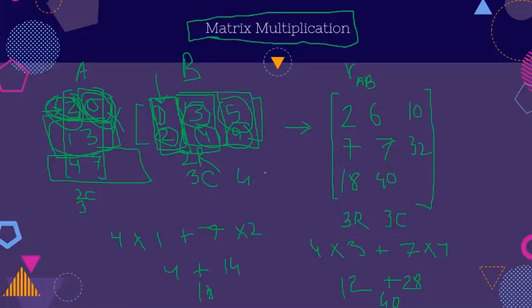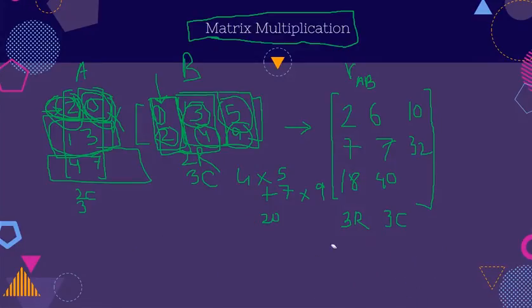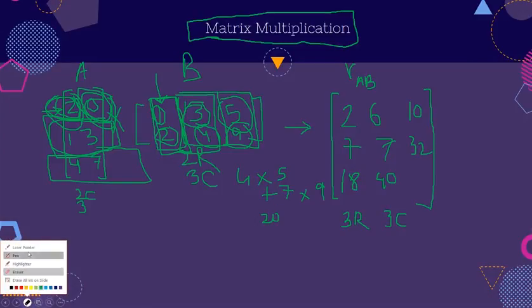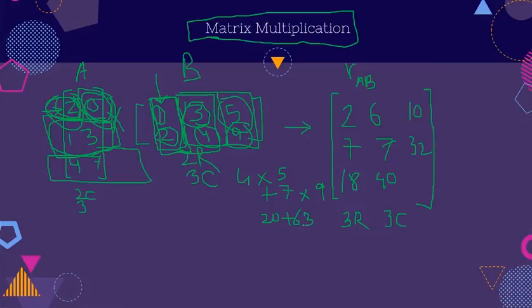And then we have 4 into 5 plus 7 into 9. This is the last one. I'll clear the clutter a bit so that you don't confuse it with the others. So 20 plus 9 into 7, which is 63, we get the answer as 83. So this is the resulting matrix, and this is how matrix multiplication works.